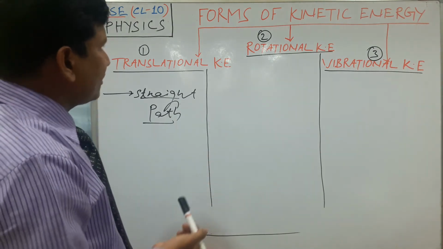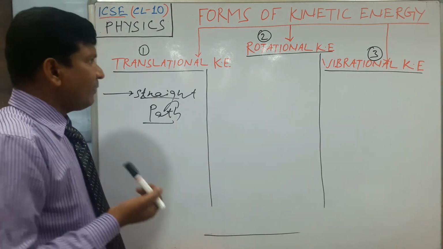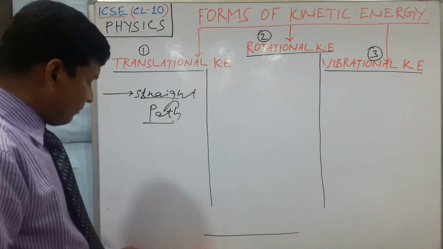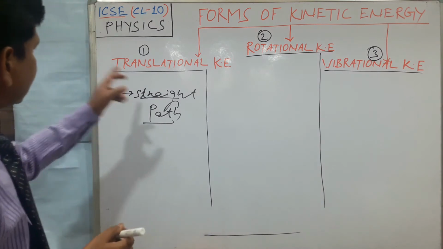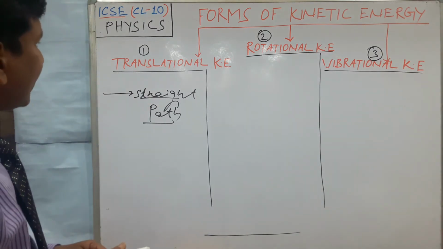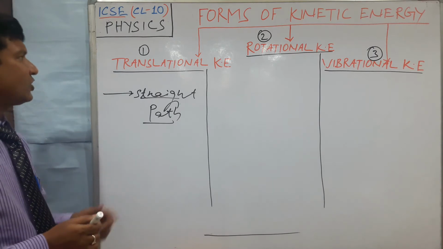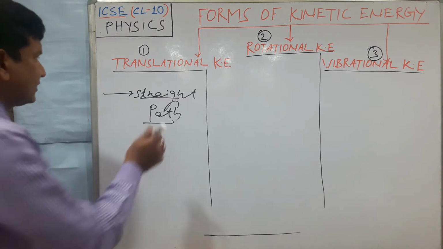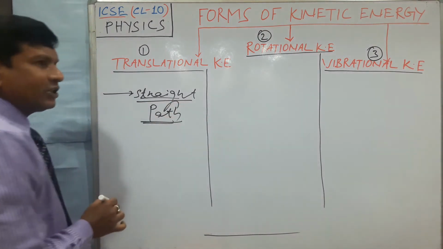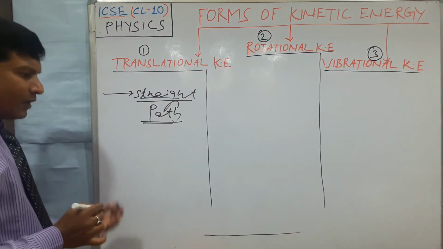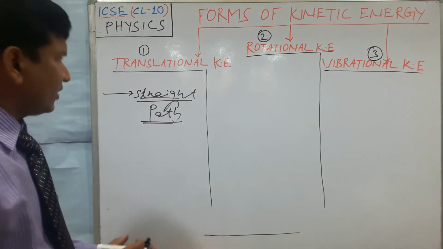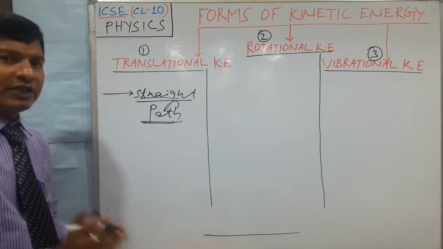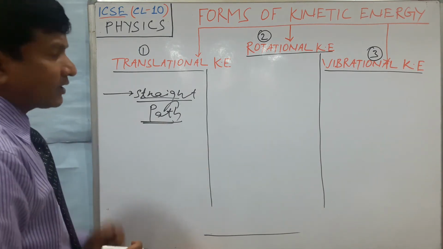Now it depends upon the motion of the body. Now if a body moves in a straight path, then the motion of the body is said to be translational motion. Therefore, the kinetic energy of the body is said to be translational kinetic energy. When a body moves in a straight path, say for example, a freely falling body is having the translational kinetic energy. A boy moving on a straight road is having the translational kinetic energy.